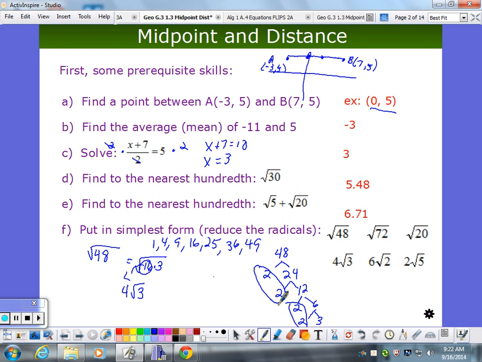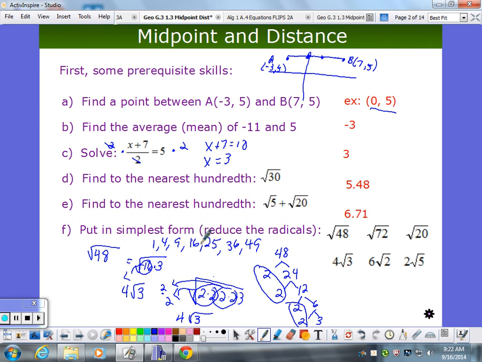Here's another pair. So if all this was under the radical sign, this comes out as a 2, and this one comes out as a 2, and we're multiplying them, and what's left inside is the 3. So you may have learned one or both of these last year. So make sure you know how to do that. That's important, to be pretty smooth with reducing the radical.